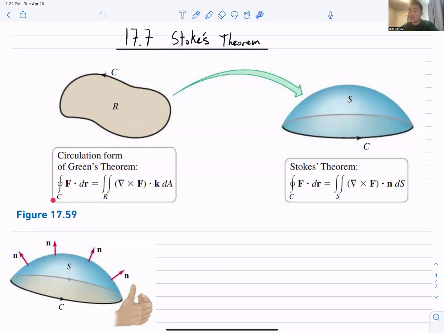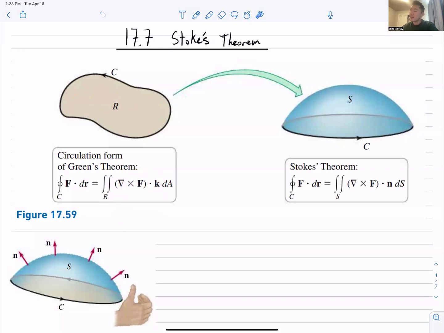And remember, the Green circulation form was saying that if you do a circulation or a work integral on a closed loop, then instead of doing that, you can do the double integral over the region that it encloses of the curl of your vector field dotted with a normal vector. Normally we don't put that normal vector there. When you actually do this, it's del G del whatever, where you take the difference of those things. But this is another way you could write that.